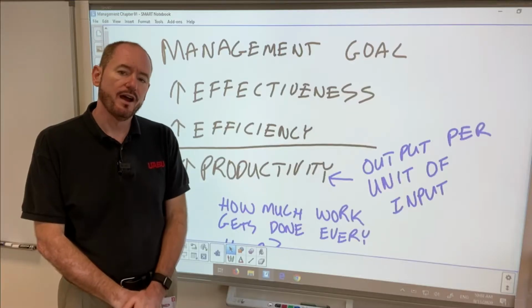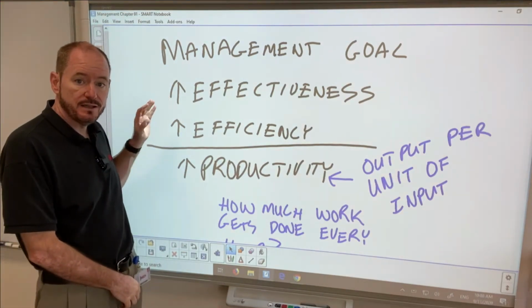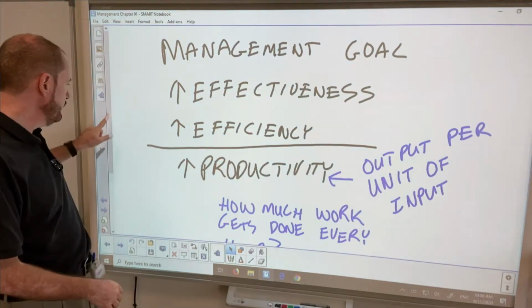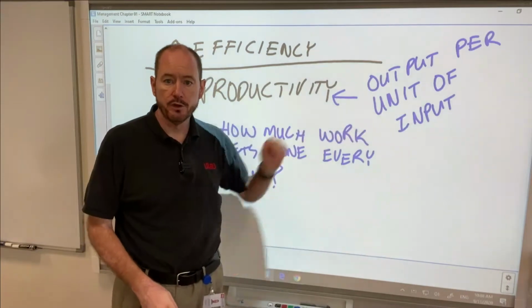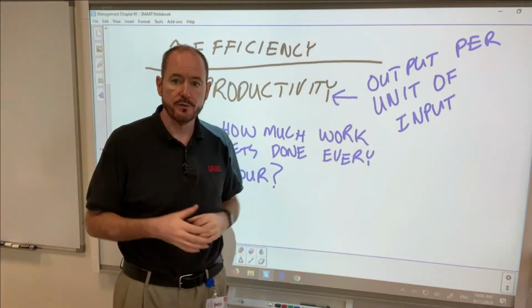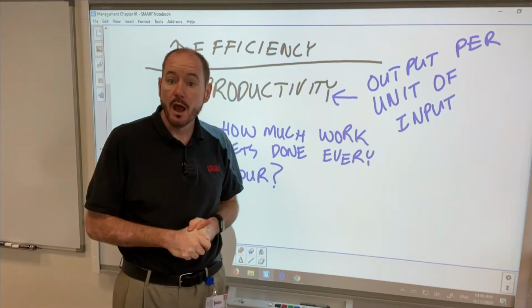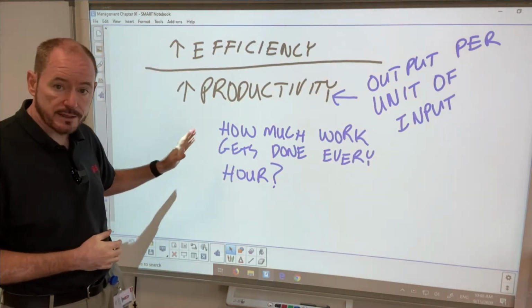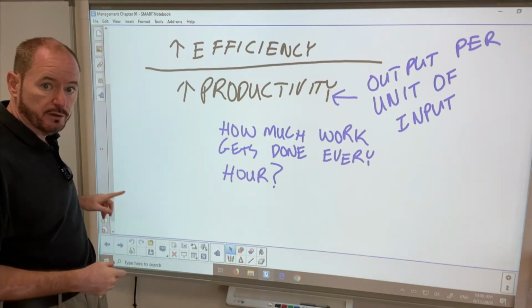In another video, I already talked about that the goal in management is to increase effectiveness and efficiency, and that by doing it, you're going to increase productivity. Output per unit of input is the definition for productivity. Pretty sure Sina's already made a good video on that. And it's asking how much work gets done in a certain time period.